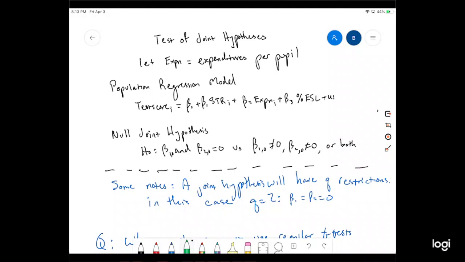This lecture is about tests of joint hypotheses. This is page 2 of lecture note 7. So now we are going to test hypotheses about multiple coefficients. Before, we've only tested hypotheses about a single coefficient, beta 1 or beta 2, for example. Now we're going to test hypotheses about more than one coefficient at a time, beta 1 and beta 2, for example.